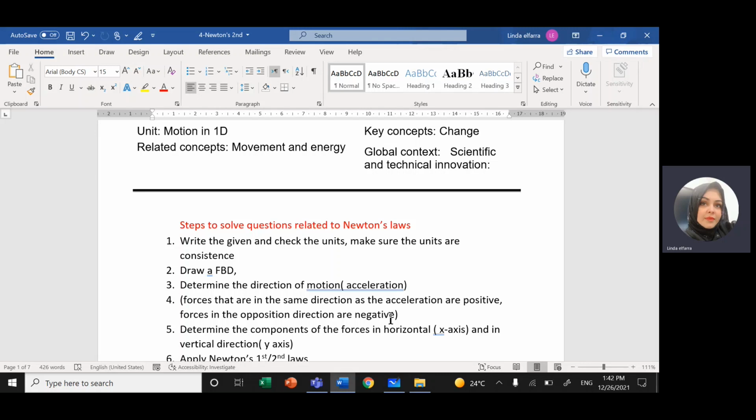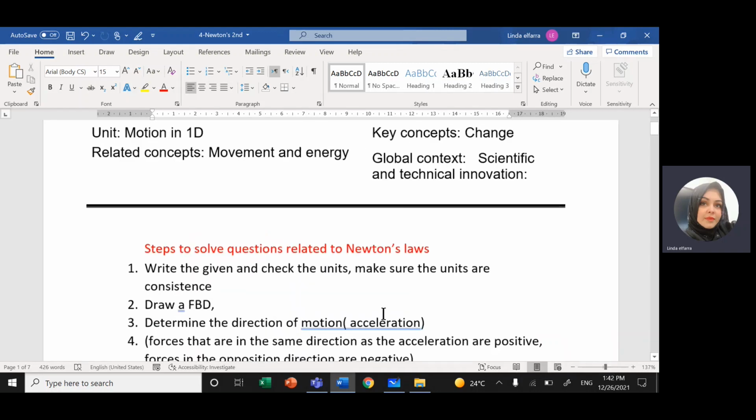Inshallah, we're going to solve questions related to Newton's second law. Now remember the steps to solve any problems on Newton's law. First, you have to write the given and check the units. Make sure the units are consistent. What do I mean by the units are consistent?